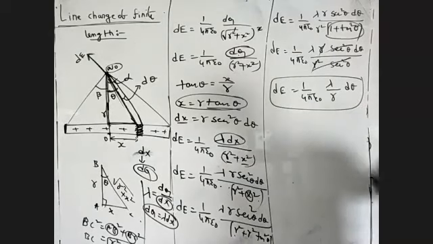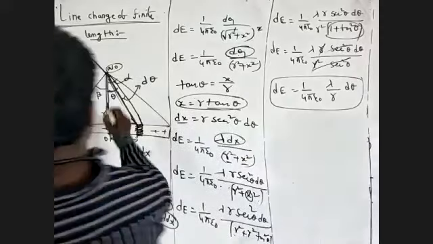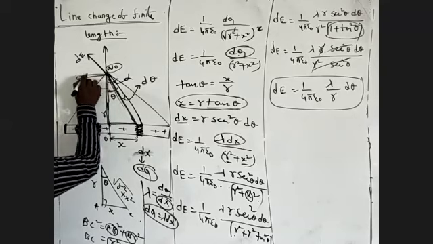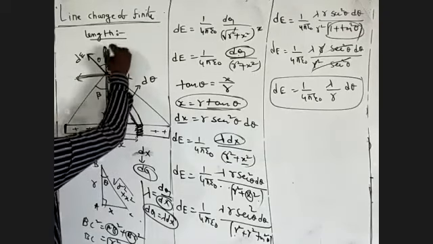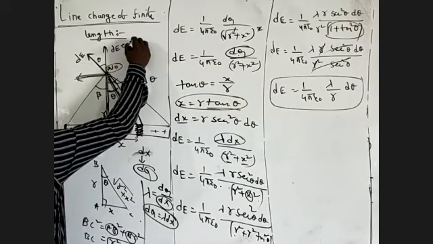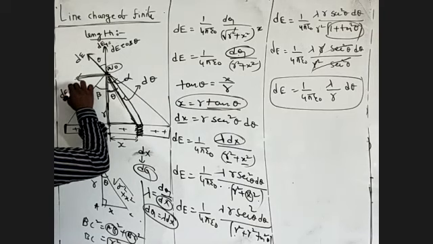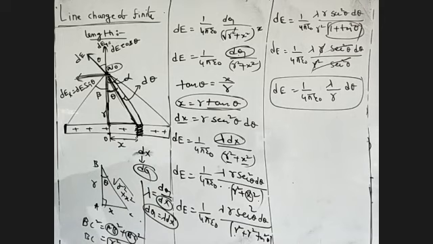Now your answer is right. This is a small electric field dE. Now this dE can be resolved into two components. It makes an angle theta. The dE cos theta component is along y, this is the dy component, and the dx component is equal to dE sin theta.